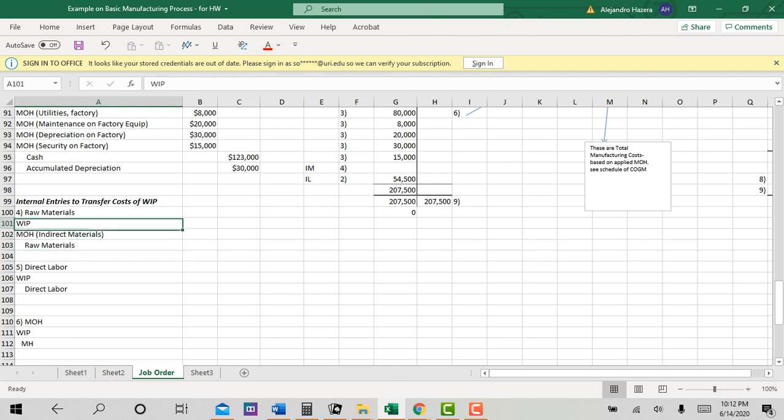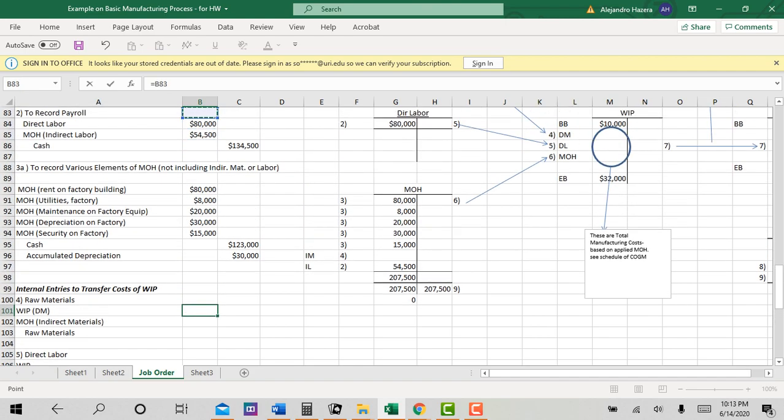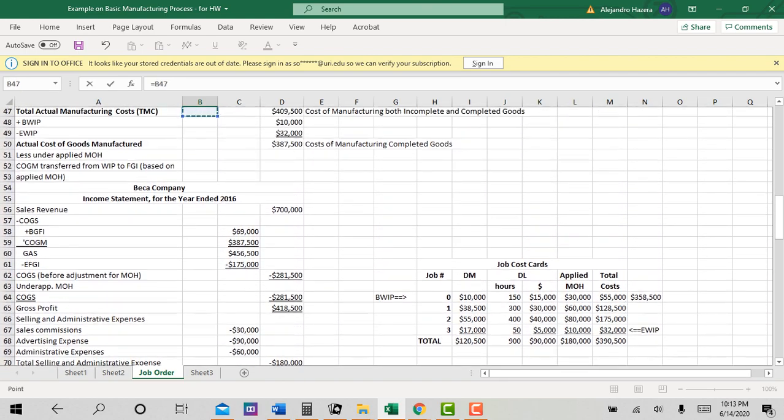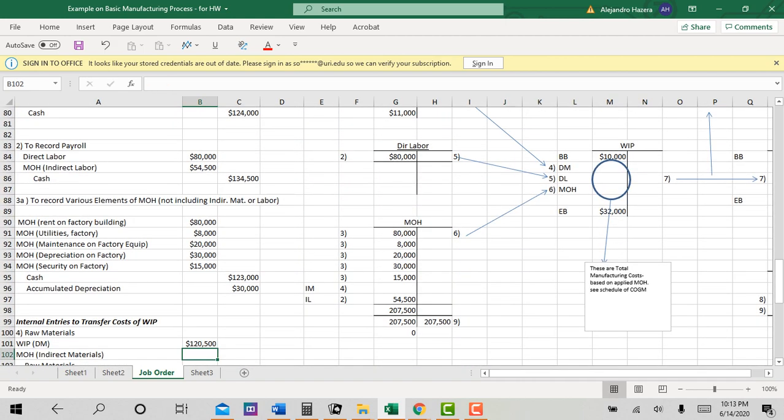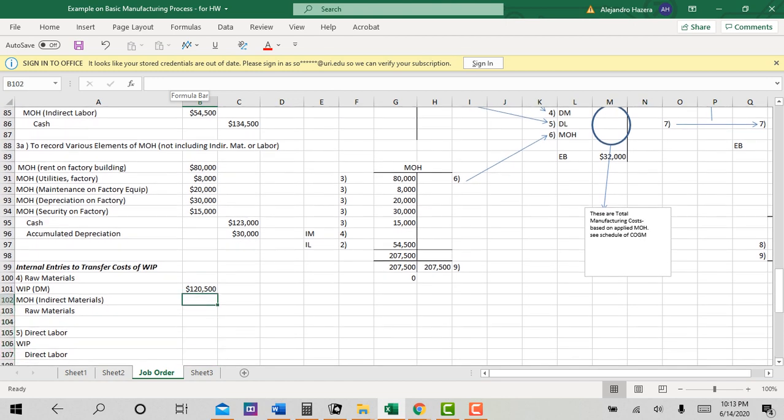Okay, so here's what I'm going to do. I'm going to have raw materials. I'm going to debit work in process, and the debit to work in process is going to be for the amount of direct materials. Okay, so if you remember, the amount of direct materials that I used, if you go up here to the statement of cost of goods manufactured, 120,500 were the amount of direct materials that I used.